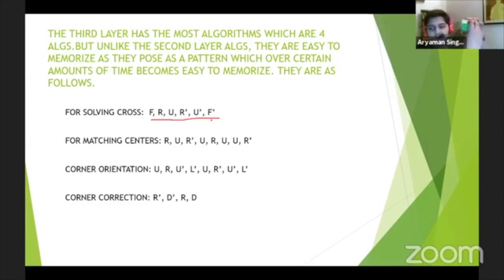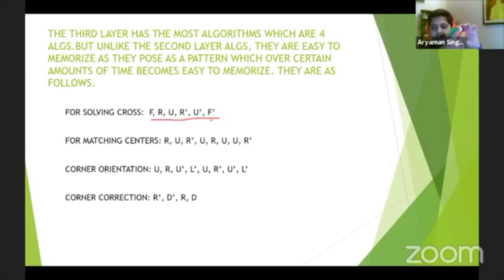So this is F R U R I U I F I. Okay, then you'll have a line for sure. 100% sure you'll have a line if you follow the algorithm correctly. You have to just repeat it until you get across. So the line is the last step for getting across.